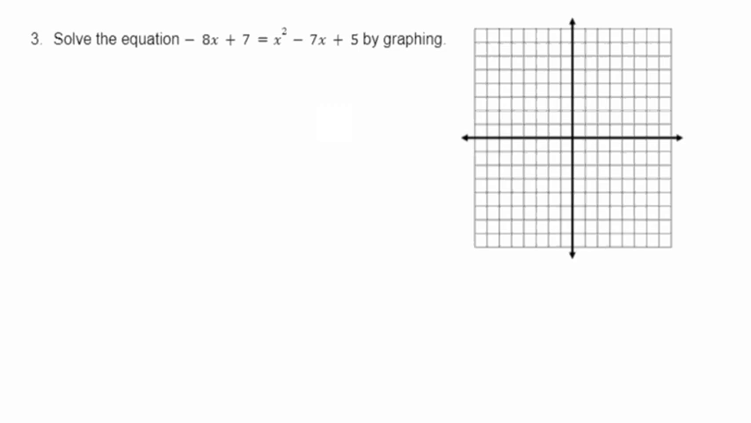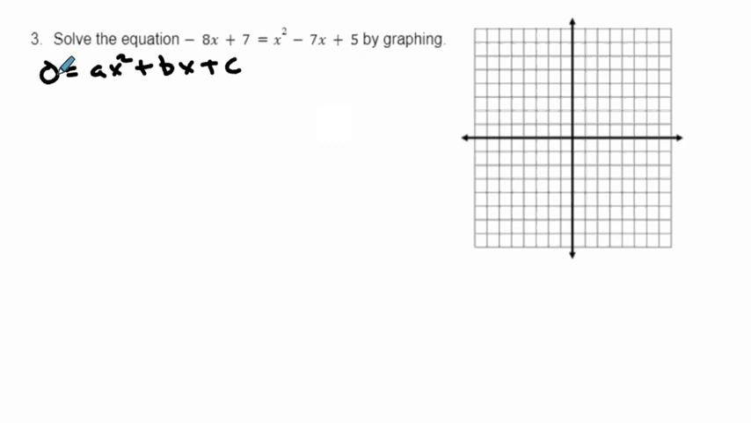All right, for this problem, it says to solve the equation negative 8x plus 7 equals x squared minus 7x plus 5 by graphing. Now, when we solve an equation by graphing, we have to have it in the form 0 equals ax squared plus bx plus c.